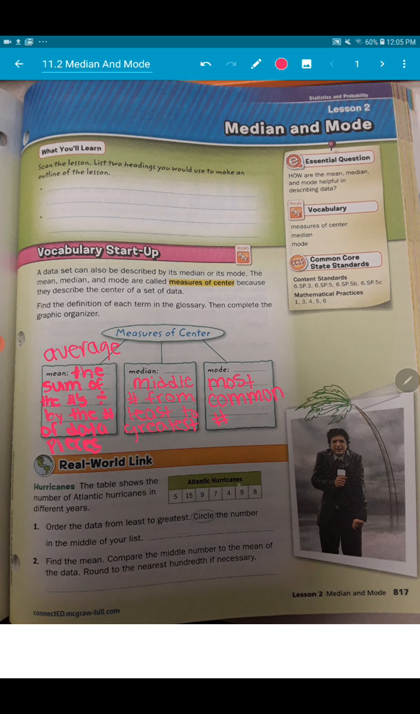So let's see. It starts with 4, 5, 7, 8, 2 9s, and 15. Wow, my handwriting. Okay. So that's from least to greatest. Go ahead and make sure you have all that written down.